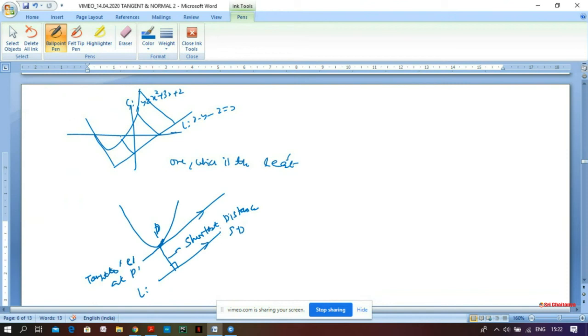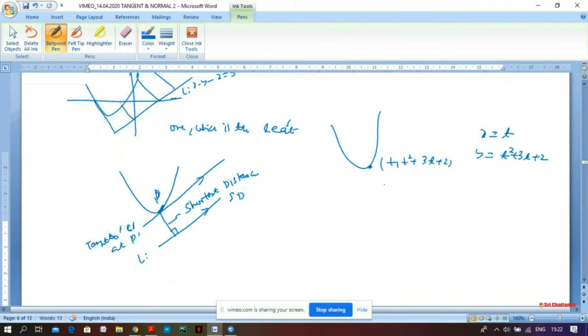That's easy. Let me take on this parabola y any point as t and t square plus 3t plus 2. I have just made x equal to t and y equal to t square plus 3t plus 2, a simple parameter, not much of a thought. Now dy by dx at any point is dy over dt over dx over dt. So this is 2t plus 3 over dx over dt, that is 1. So it is 2t plus 3.